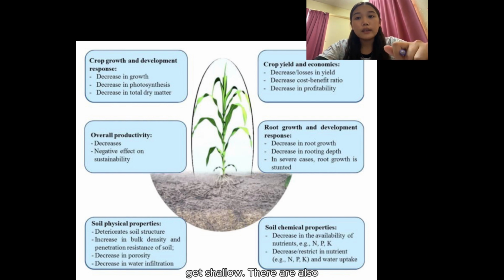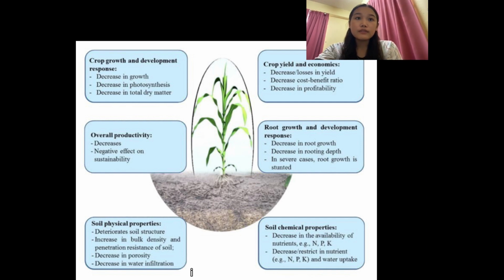There are also some effects of increased bulk density on water flow. First, the roots will be slow to absorb water. Second, it will increase the amount of water runoff, and last but not least is waterlogging.